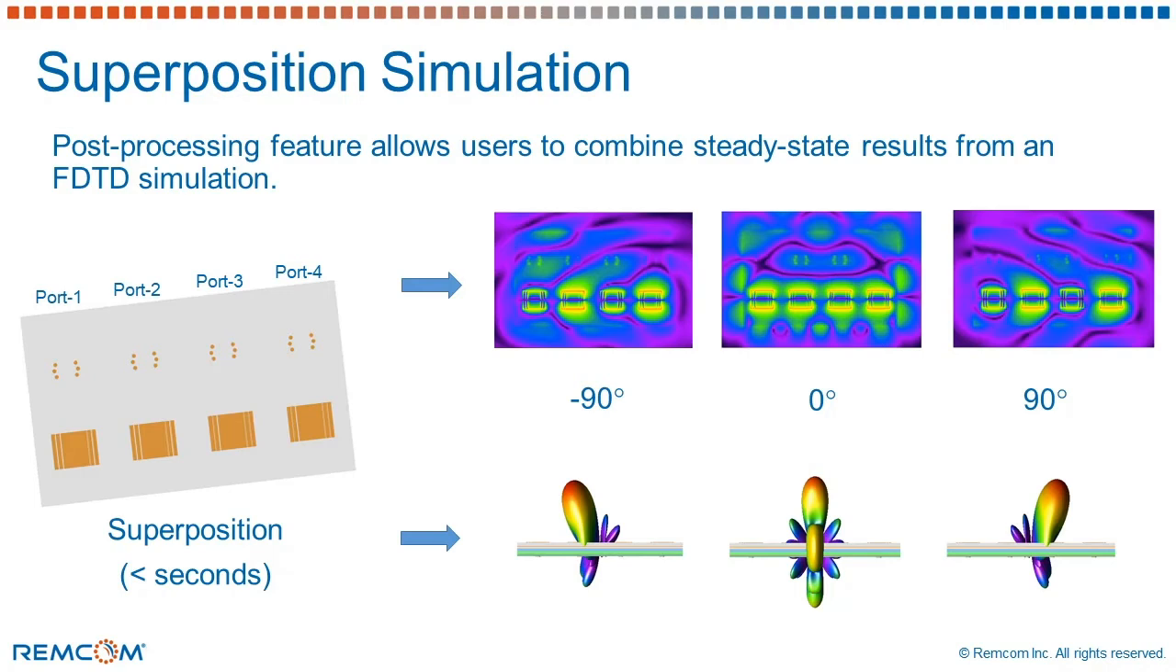Similarly, we have the far field pattern also plotted for the same antenna array with different phase offsets provided with each of these ports. As you can see, by running a single FDTD simulation and combining that with the superposition feature, we now get much more highly directive radiation patterns from each of these antenna arrays.